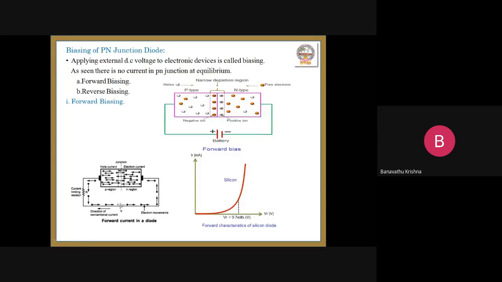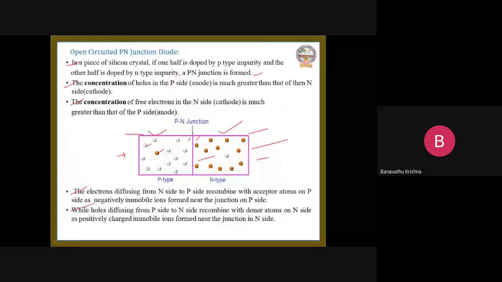Next. Applying an external DC voltage to electronic devices is called biasing. So let us observe the biasing condition of this particular PN junction diode. In the previous slide, there is an open circuited PN junction. This is the open circuited PN junction.